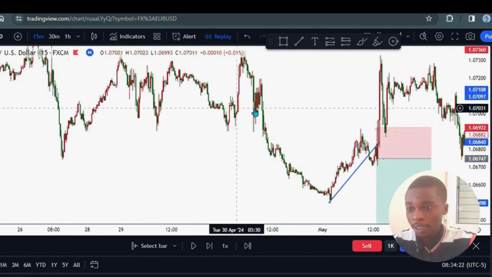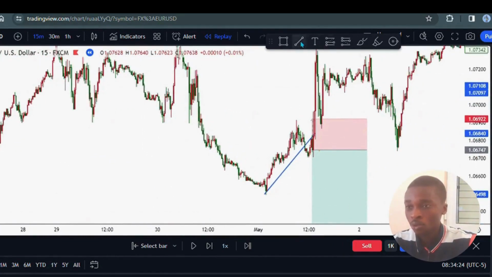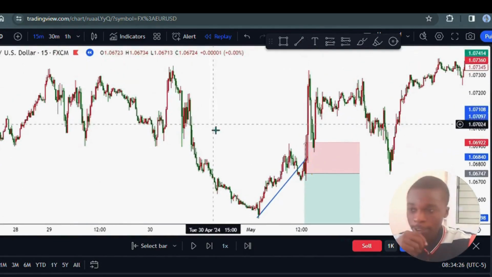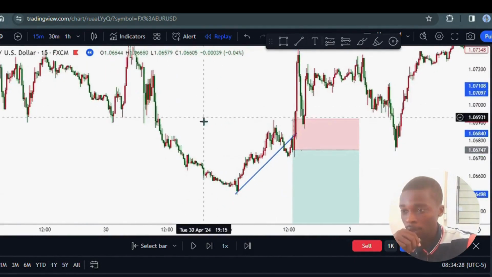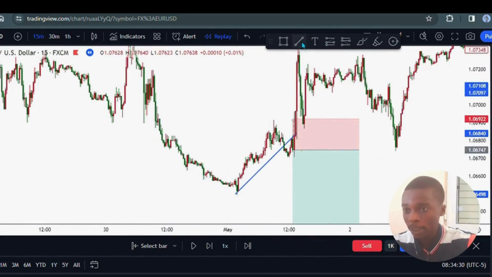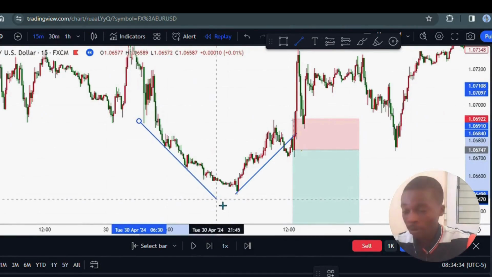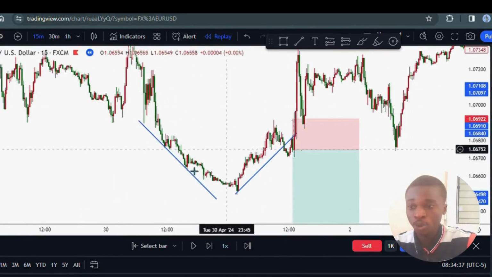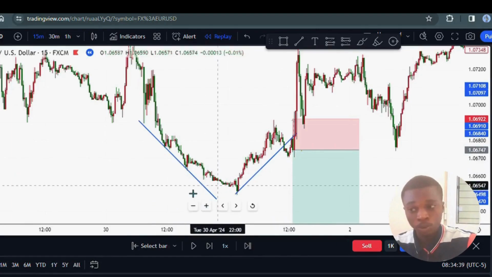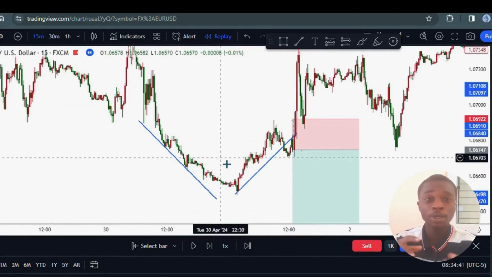I'll show you another mistake most traders make when it comes to drawing trend line. Some traders might see the market downtrending, heading to the downside like this, and draw a trend line like this. These two trend lines we drew are very wrong. This is not a trend formation. There is no trend formation right here.